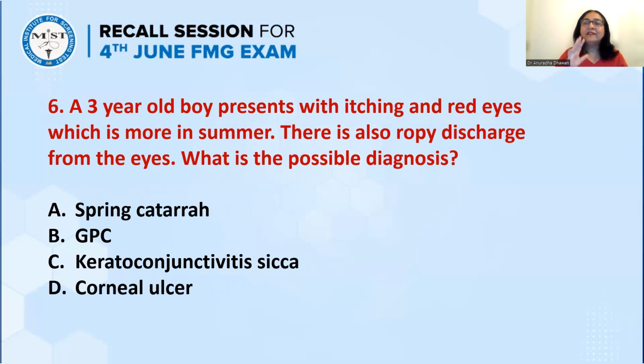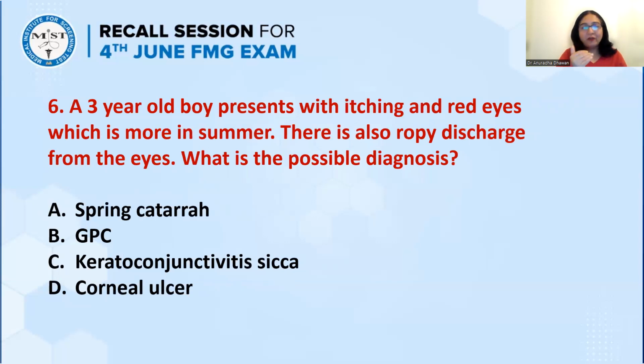Now, all these features, they are very, very typical of, as you know, spring catarrh or vernal keratoconjunctivitis. Okay. More in summer, ropy discharge, itching, all going in favor of vernal keratoconjunctivitis.